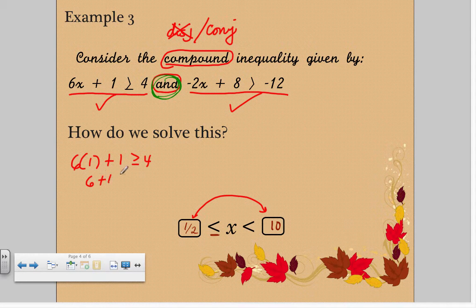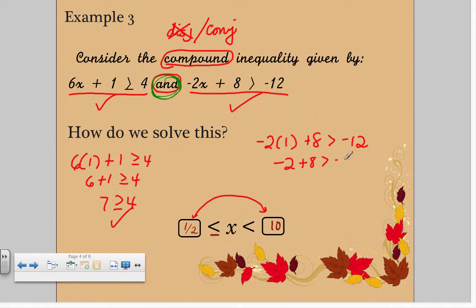6 plus 1 greater than or equal to 4. Yes, I come up with a true statement. Halfway there. Now I'm going to check 1 on this side. Negative 2 plus 8 greater than negative 12. That becomes 6 greater than negative 12. Another true statement. So there, we've got the right ones right here. This is my answer.